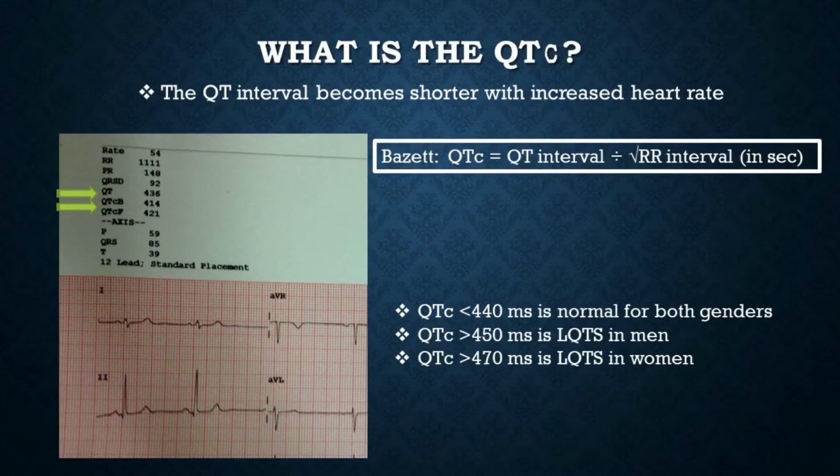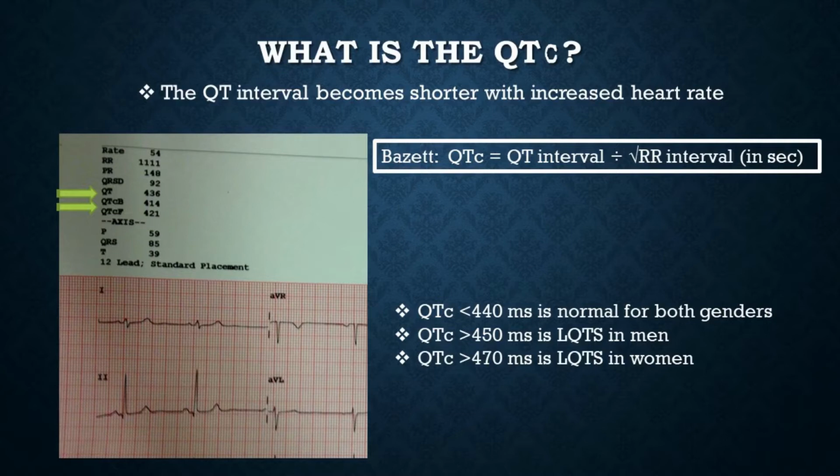Now you must have heard of the Bazett formula. Here's what it is. Normally the QT interval varies inversely with the heart rate. Therefore, we need to find a way to adjust it for the different heart rates. So how do we do that? Well, the EKG machine, as you can see on this EKG strip, gives you a corrected measurement, the so-called QTc. But the thing is that this value has to be confirmed, and the most commonly used rate correction formula was developed by Bazett, and I have shown you how to calculate it here.